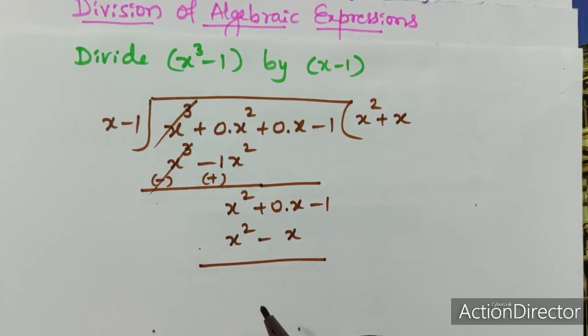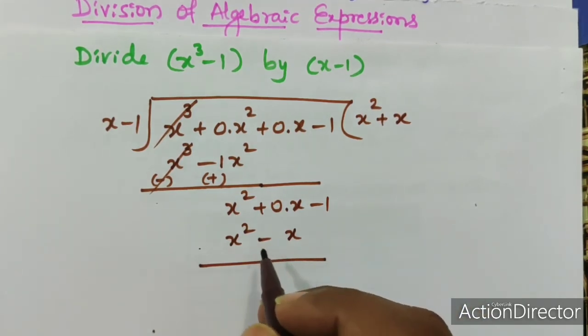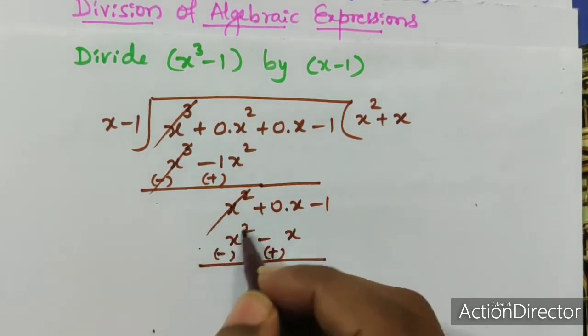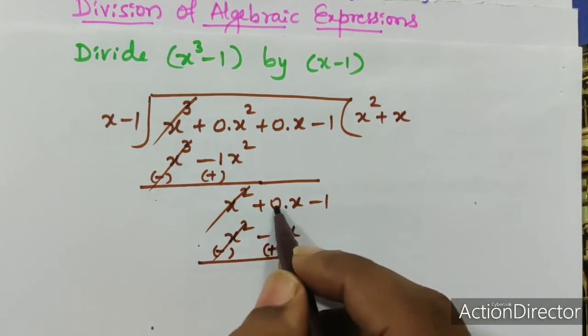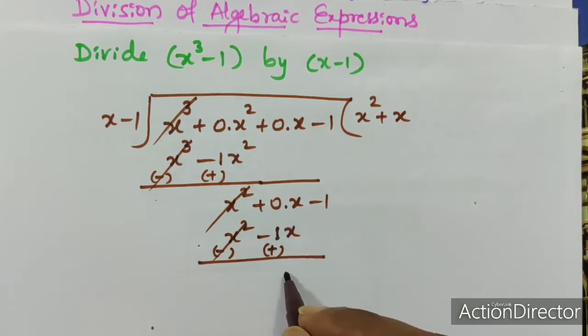So now you can subtract. Plus becomes minus, minus becomes plus. So this is eliminated. Then what happens? 0 is there, 0 plus 1 it is here, so 0 plus 1 is 1x. And then minus 1 comes down.